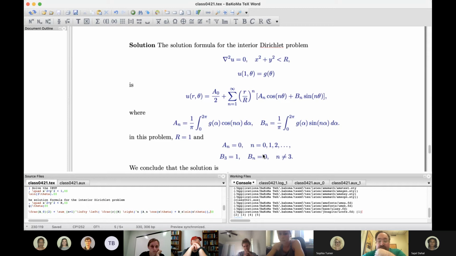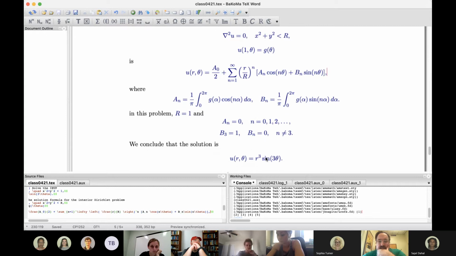But once you have these coefficients, then all you're doing is you're putting in factors of R to the n. So that's why, in front of sine 3 theta, you're just going to put an R cubed. So that's the quickest way to a solution when you have that kind of boundary data: in front of each term, you just put the appropriate non-negative power of R, whether it's sine or cosine.